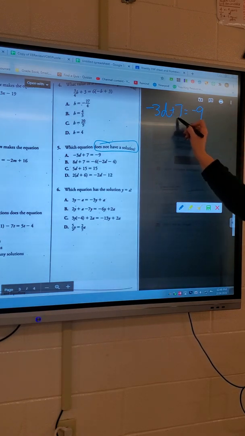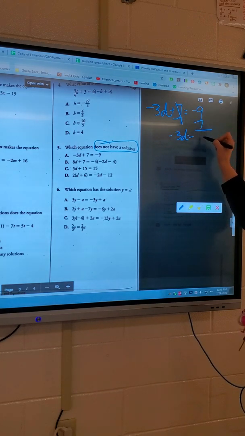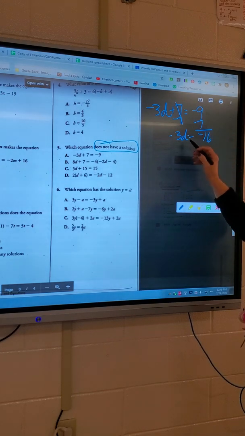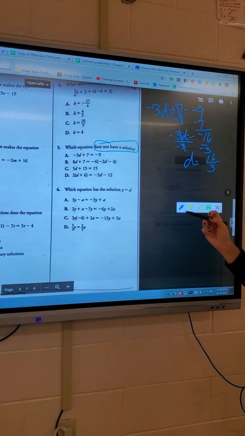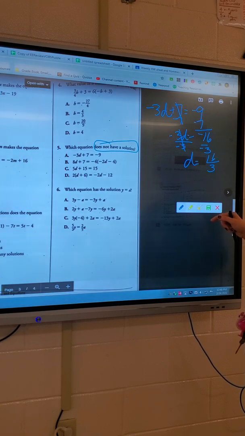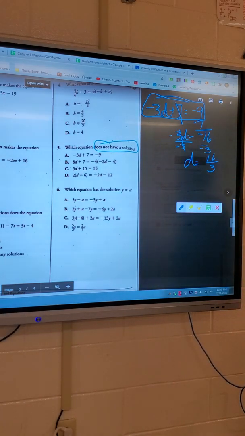We're going to subtract 7 from both sides. Negative 3d is going to equal negative 16. Divide both sides by negative 3. And d equals a positive 16 over 3. I'm just going to leave it like that. I mean, it's one solution, so that can't be the answer. So when it gets down to a one-step equation like that, and it looks like something we would normally do, when you get to this point, if it looks like a regular, normal two-step equation, it's one solution.